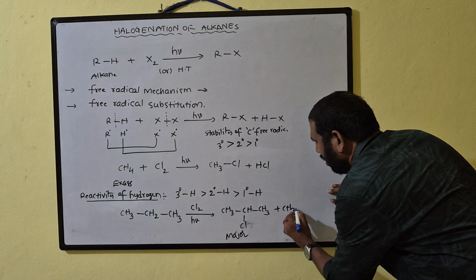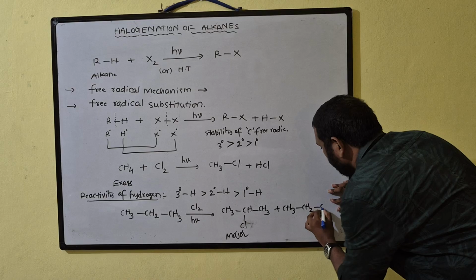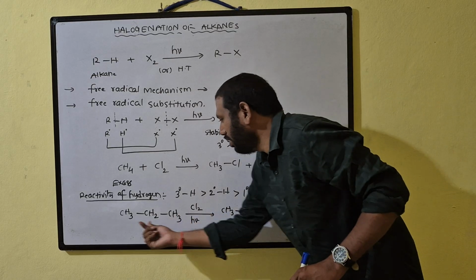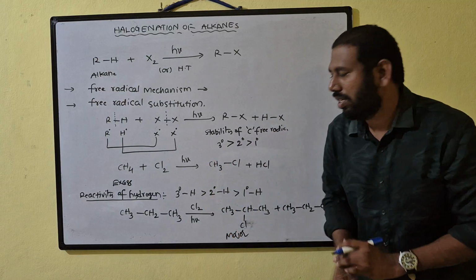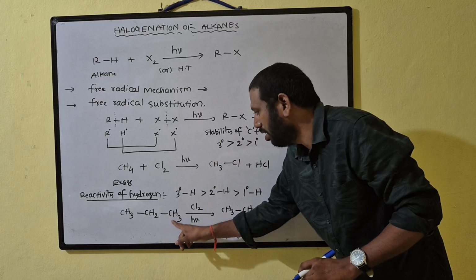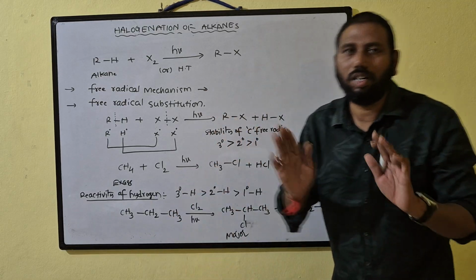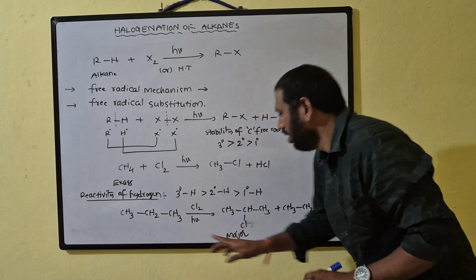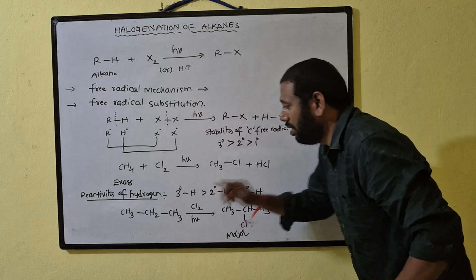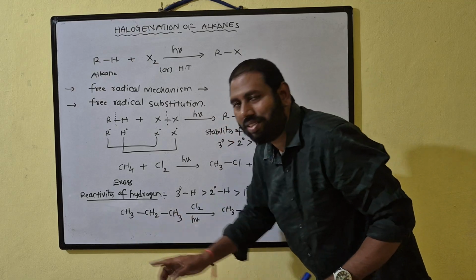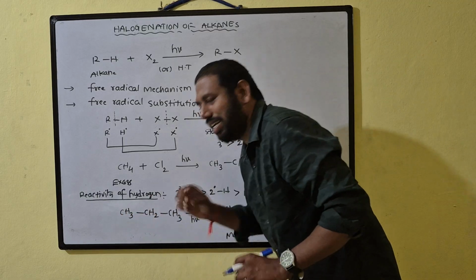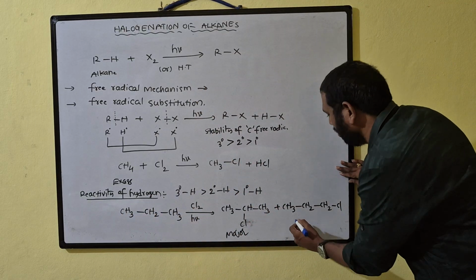CH3, CH2, CH2, Cl. Here, this CH3 group and this CH3 group are both symmetrical. If the substitution takes place at this carbon or at this carbon, it produces the same product. For example, substitution at this carbon produces 1-chloropropane. Substitution at this carbon also produces 1-chloropropane, because both are symmetrical, right? It is the minor product.